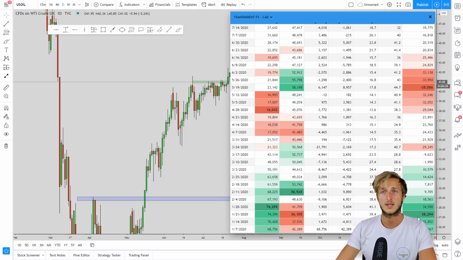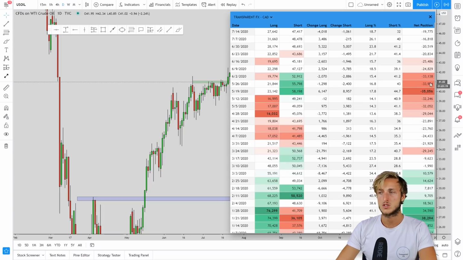Now, if we check the CAD, what we can see is that institutions have been selling the CAD in the long term quite aggressively, going from 38K net positions with more longs than shorts. In fact, they had 74K longs and 36K shorts, all the way down to a situation where we have a minus 35K net positions, so a negative positioning with more shorts than longs. In fact, we have 58K shorts and 23K long positions on the CAD.